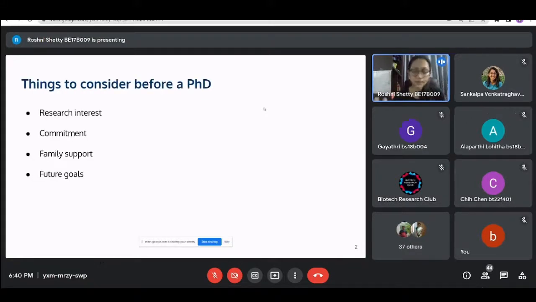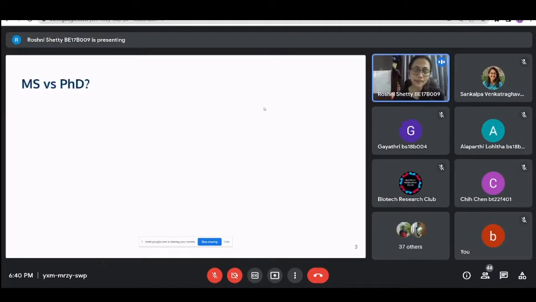Also your future goals, which I'll come to when you're choosing a master's versus a PhD. This is something that hits everyone, whether to go for a master's or for a PhD. So you can talk to different people who have done a master's and also who are doing a PhD in those particular programs to see where you deem fit.